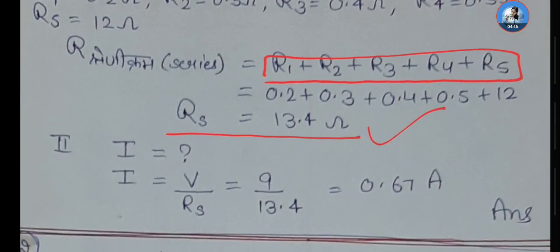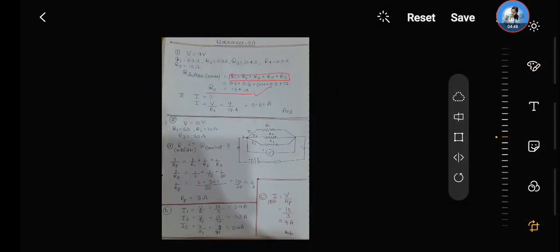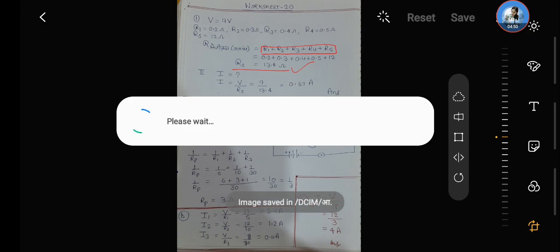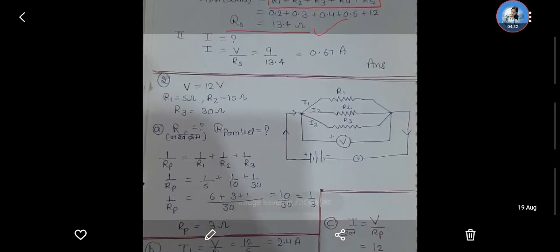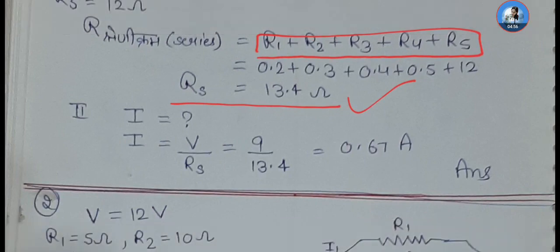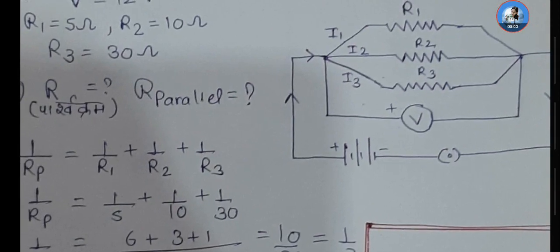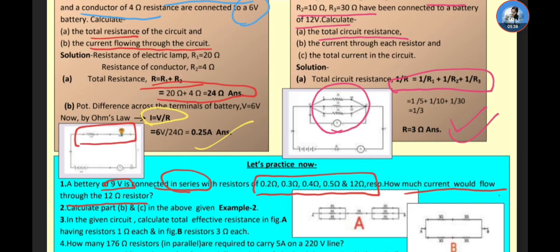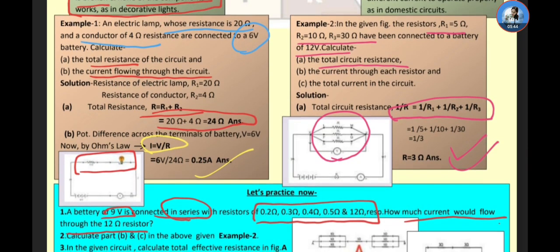Second part, student, what is the value of I through the 12 ohm resistor? It means we have to calculate the current through the 12 ohm resistance. So here the value of V is given to you, that is 9 volt. And what is the value? And see in the above given example 2. So now we have to calculate the B and C part of this example. Let's move with me. It's very simple, students.